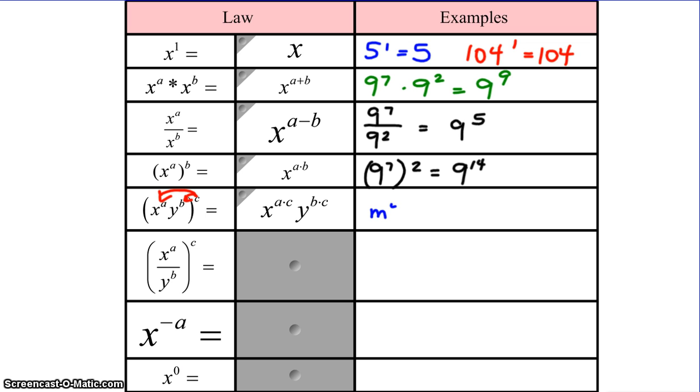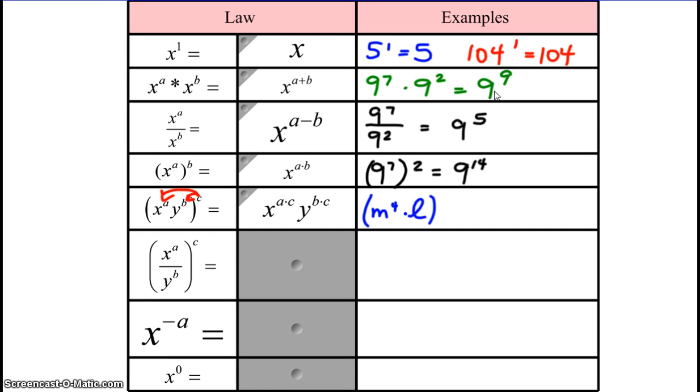Alright, so let's come up with a completely different problem using variables. Let's say m to the 4th times L, and then let's put parentheses around that. And let's say that we want to raise this to the power of, how about 3? Alright, so what I would have to do is this power of 3 needs to be distributed to both the m to the 4th and to the L.